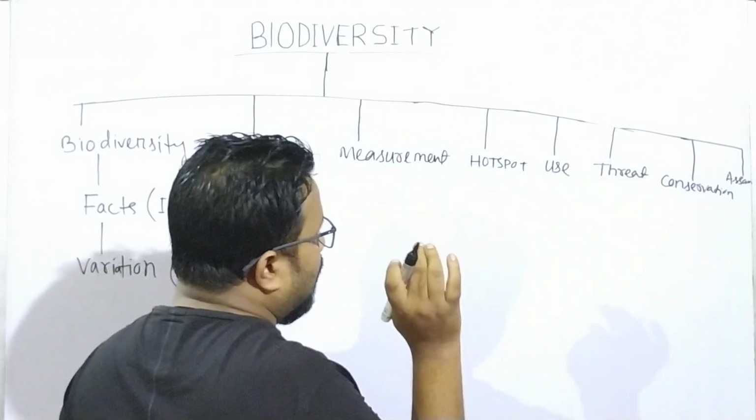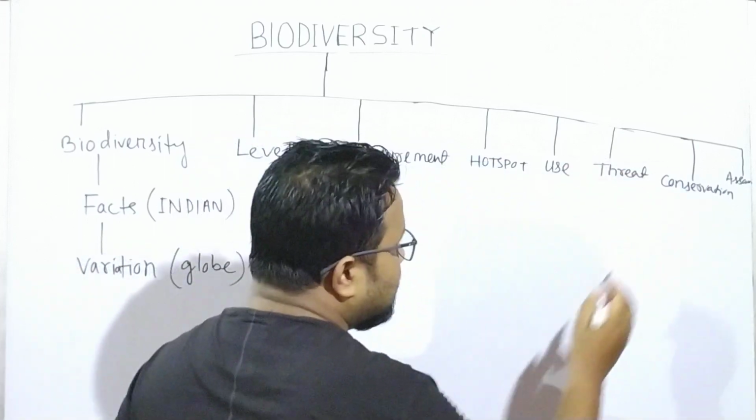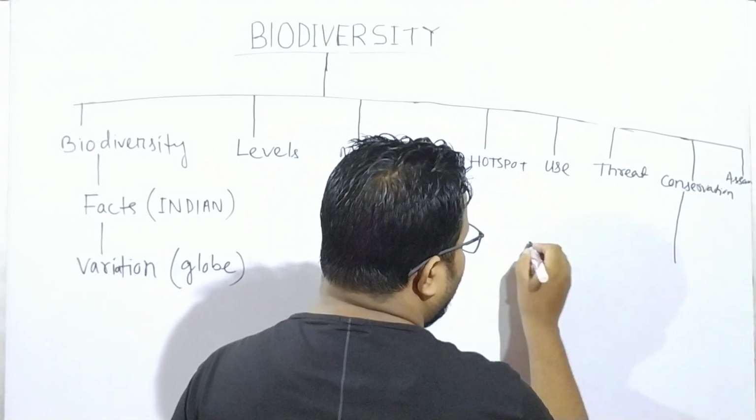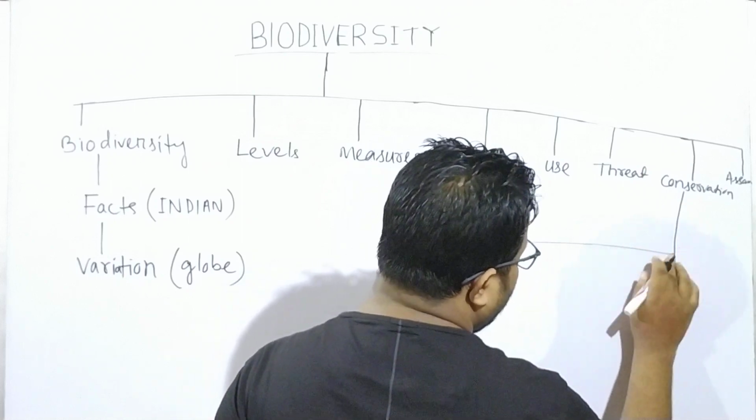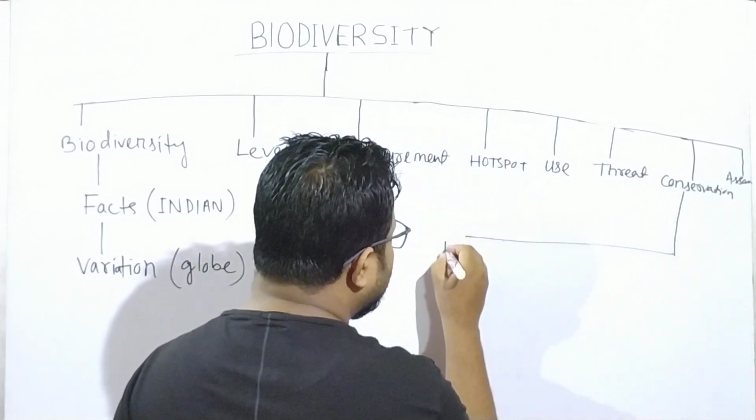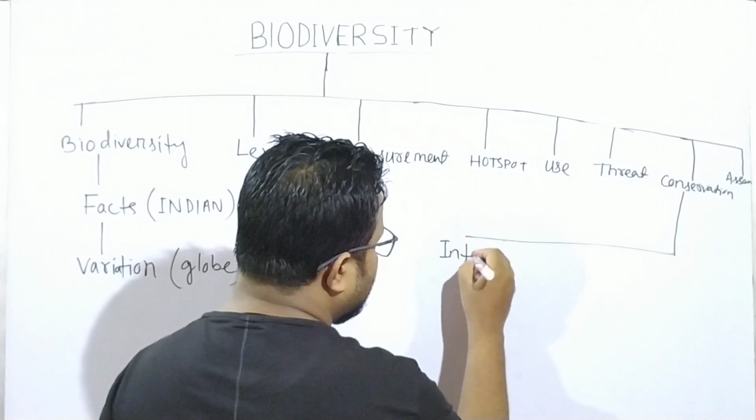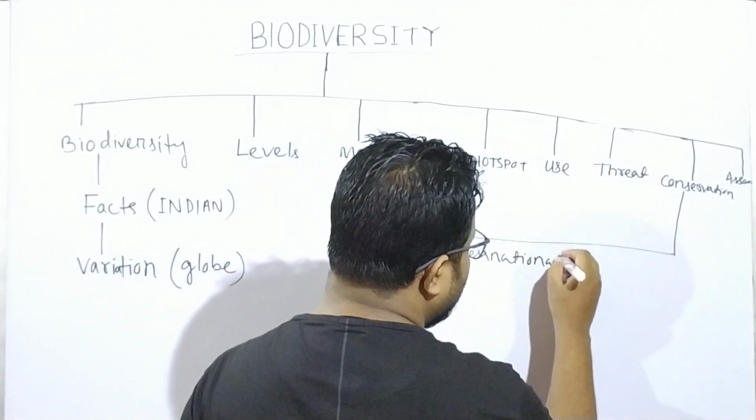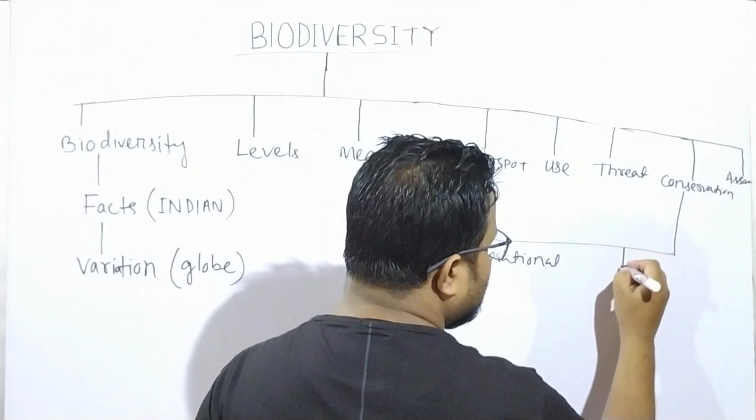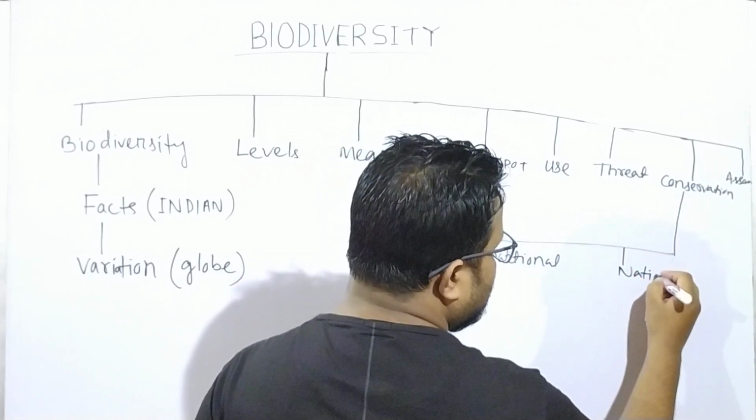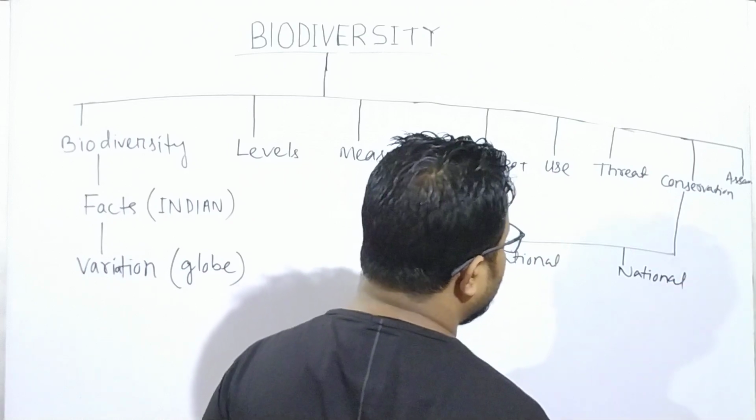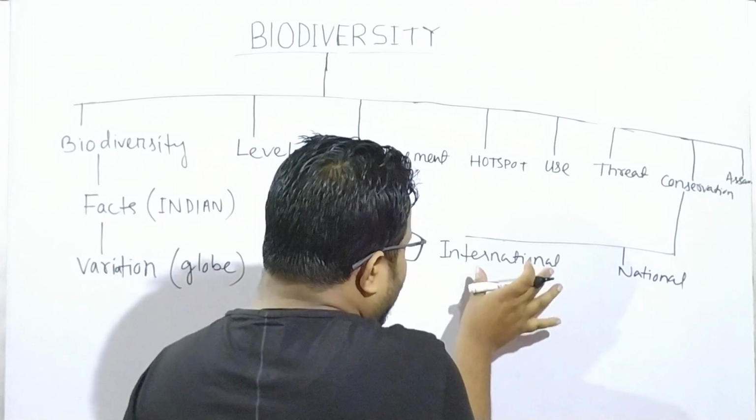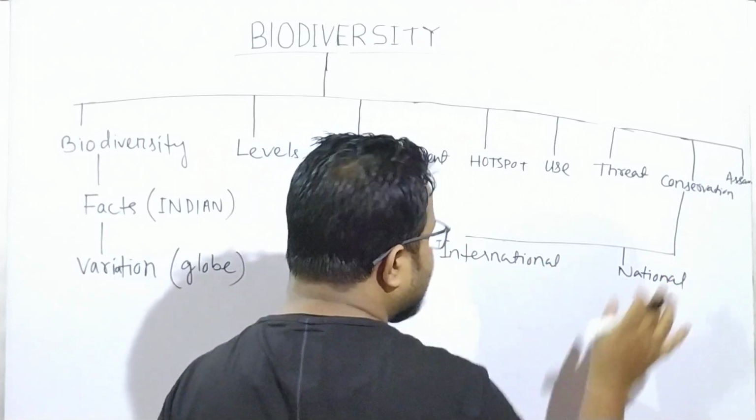Okay, now this conservation is basically of two types. Number one is international measures. Next one is national measures. That means conservation of biodiversity is done at the international level, and it is also done at the national level.